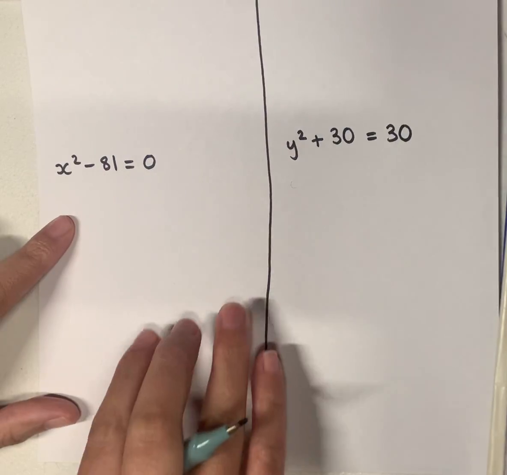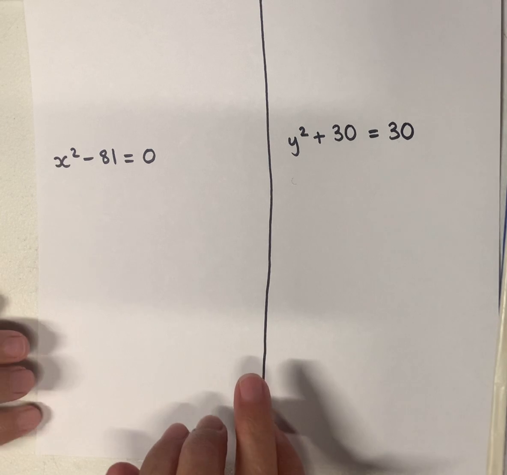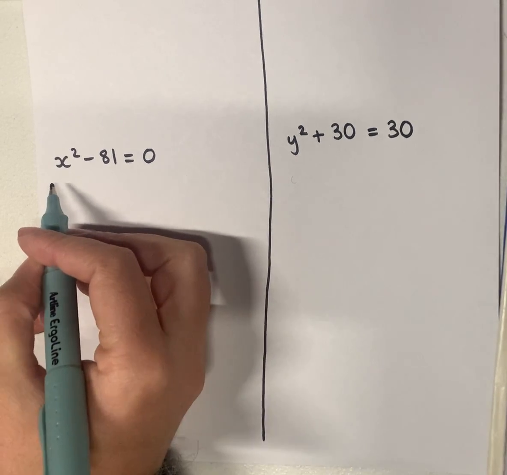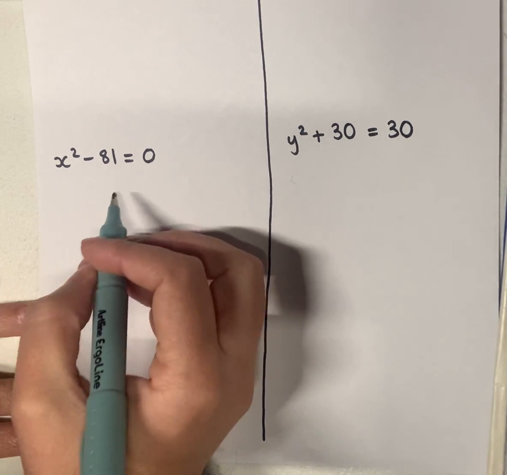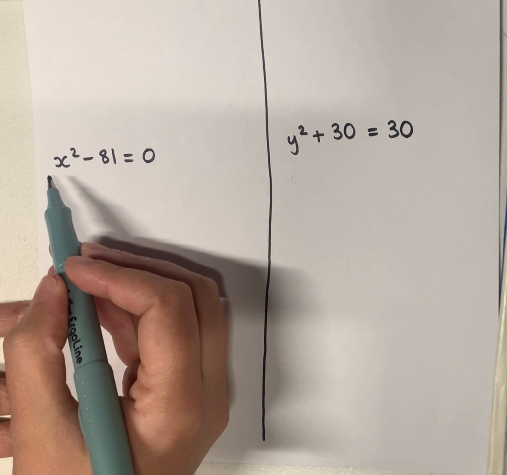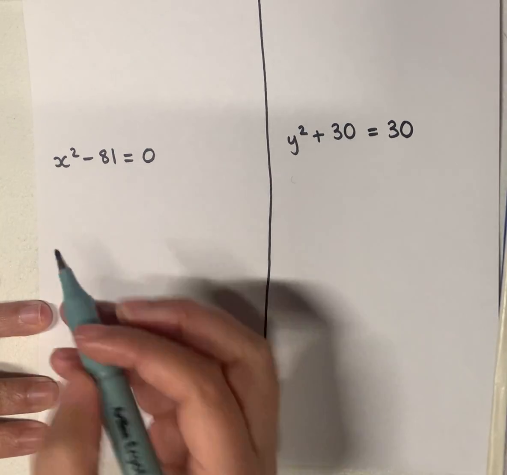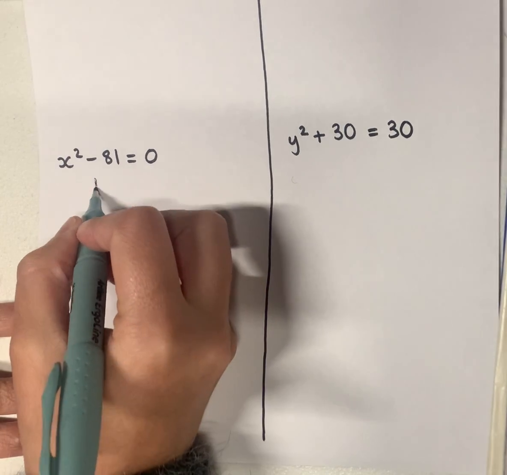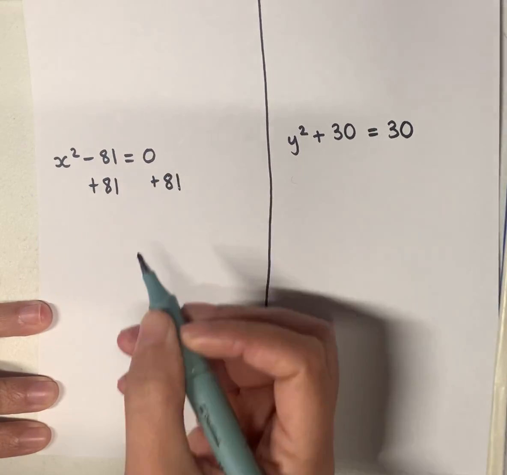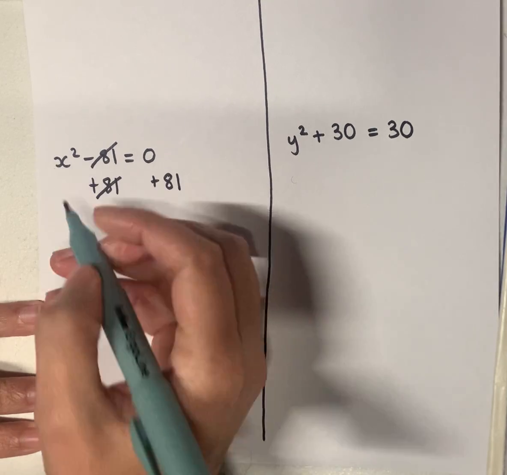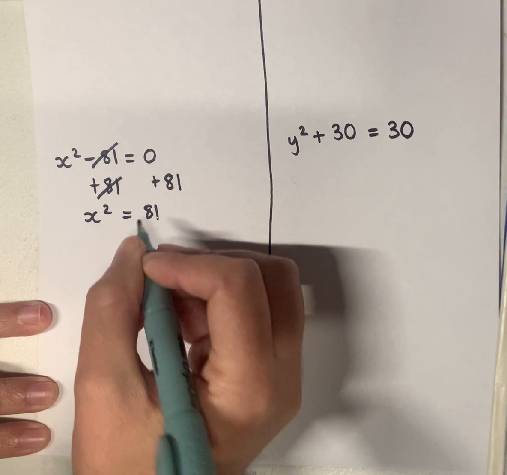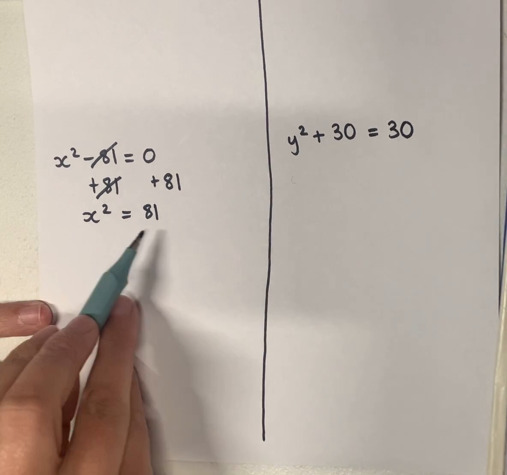So let's move on to this question. Now this one is also pretty easy. There's just one more step, and that is that we need to isolate this x squared. So it's the same as if it were just a regular equation. We can just treat this as an x for now. All we need to do is isolate it. So we need to get rid of this 8 minus 81. And now we've got x squared equals 81.